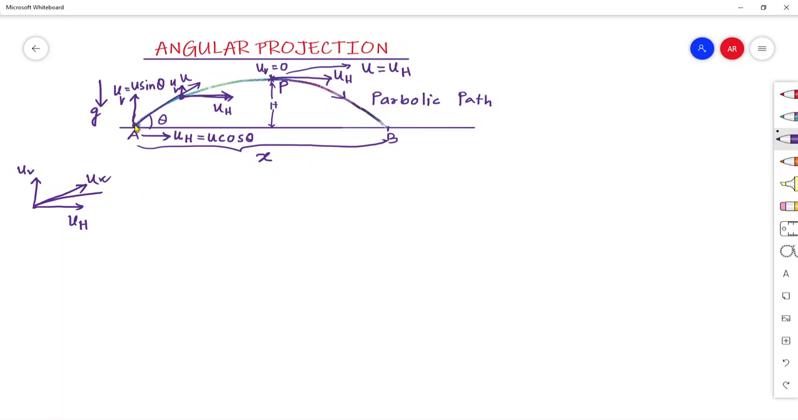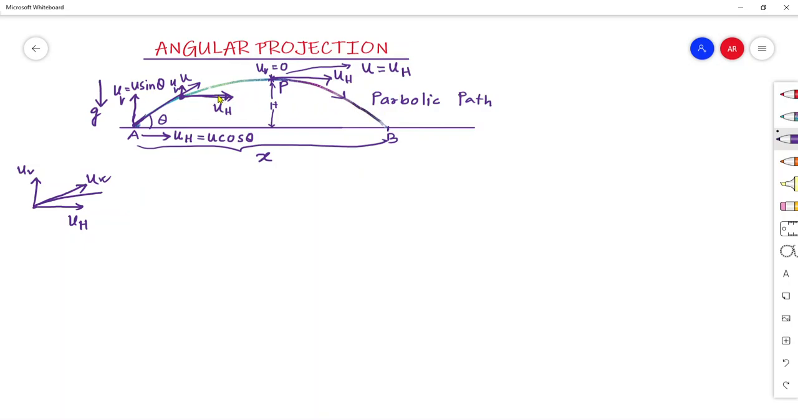So U had the maximum value at this point A. U keeps decreasing because of the decrease in UV. UH stays the same, constant. So I'm just repeating this so that you can understand it. If not, just play back so that you can get it individually. What happens to UH, what happens to UV, and ultimately what happens to U.